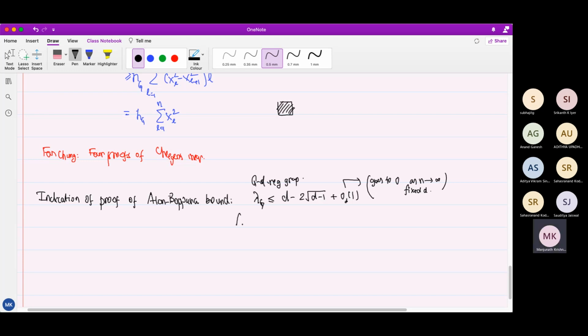Equivalently, in terms of A_G, if A_G is the adjacency matrix, its eigenvalues are d greater than or equal to, let's call it lambda 2 tilde, greater than or equal to lambda 3 tilde, and so on. These are the eigenvalues.